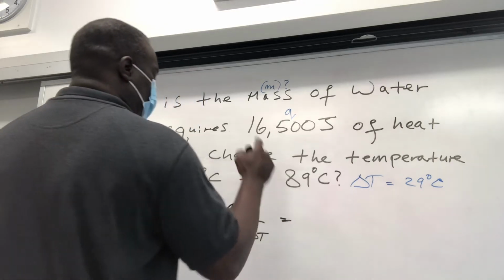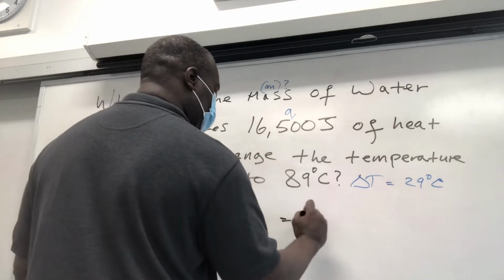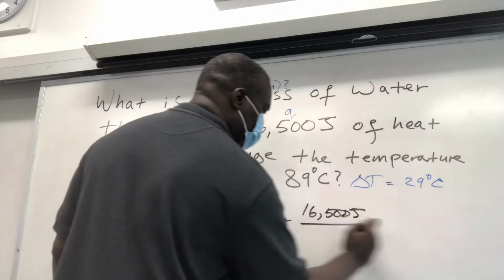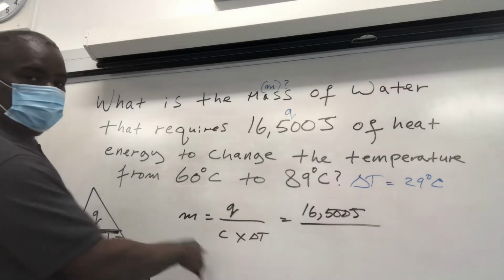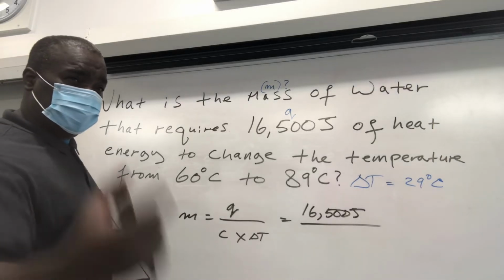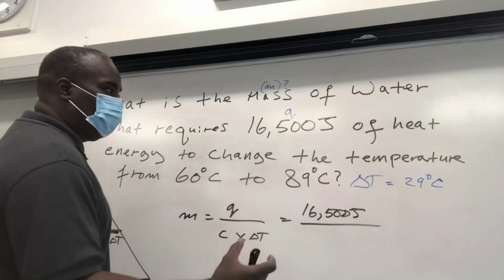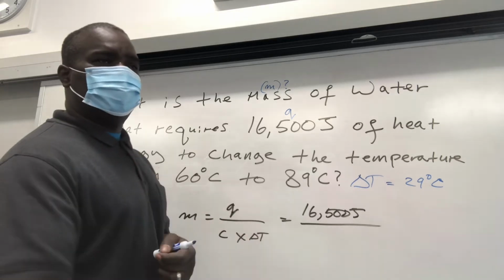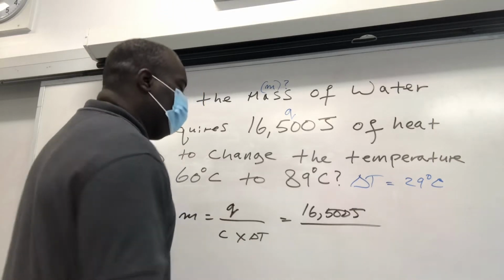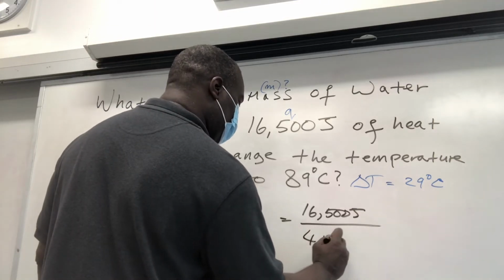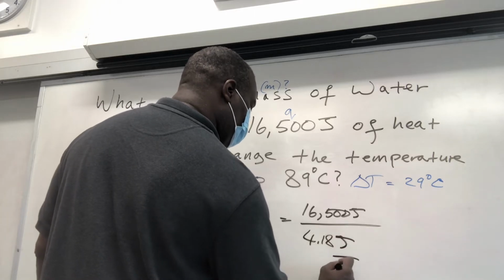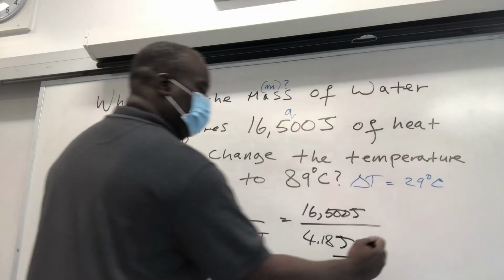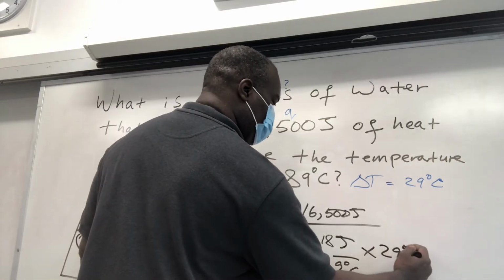Q is here, so that's 16,500 joules. All right, notice I'm using my units, not just magical numbers. We know from experience, or we look on the reference table if we can't remember, for the specific heat of water. Now remember, it's just for water. Other substances, they have to give it to you, or you calculate it. But water just so happens to be 4.18 joules over gram degrees C, right? Times the change in temperature, which in this case is 29 degrees C, all right?